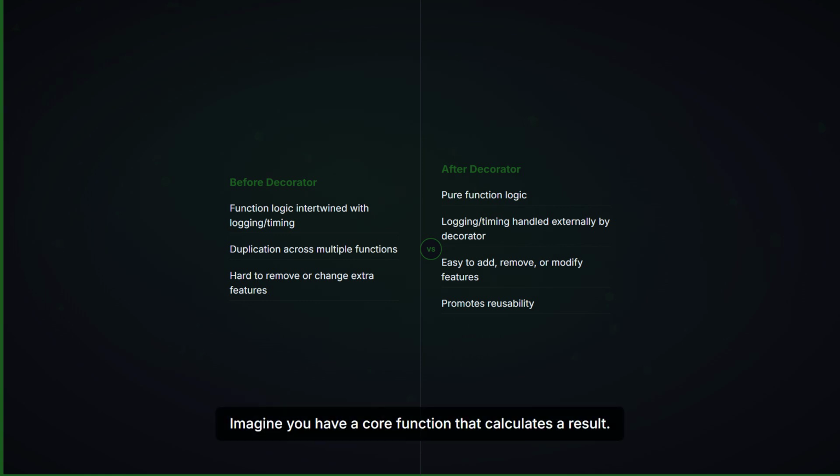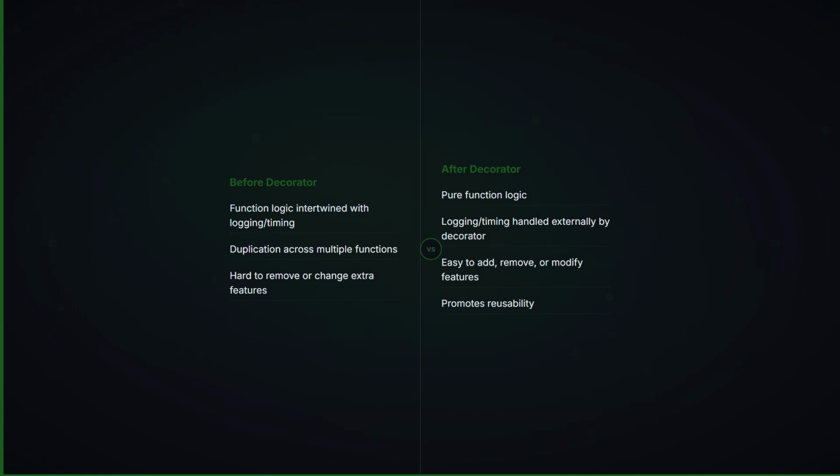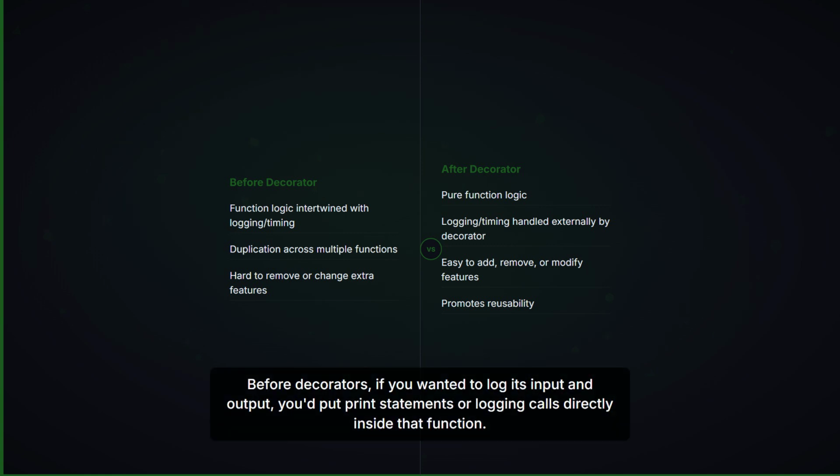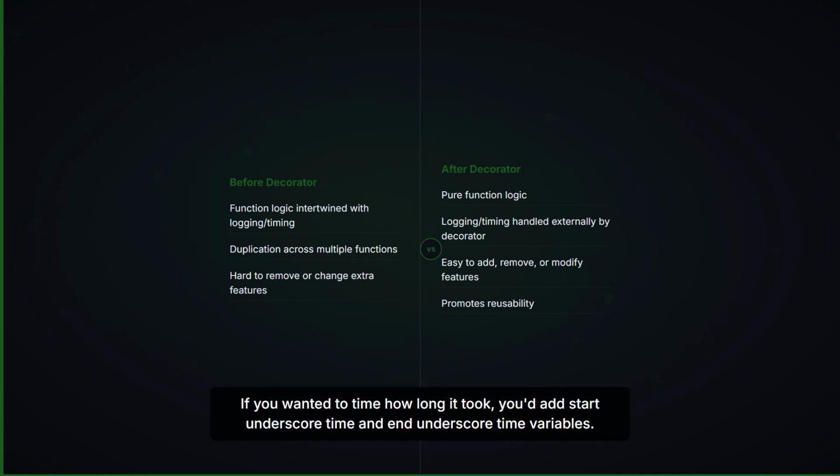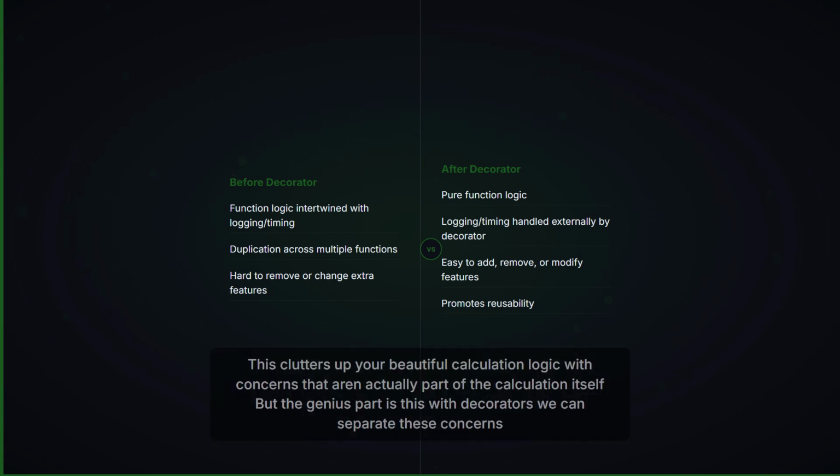Imagine you have a core function that calculates a result. Before decorators, if you wanted to log its input and output, you'd put print statements or logging calls directly inside that function. If you wanted to time how long it took, you'd add start_time and end_time variables. This clutters up your beautiful calculation logic with concerns that aren't actually part of the calculation itself.